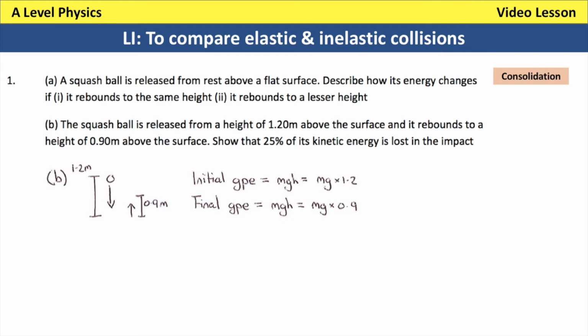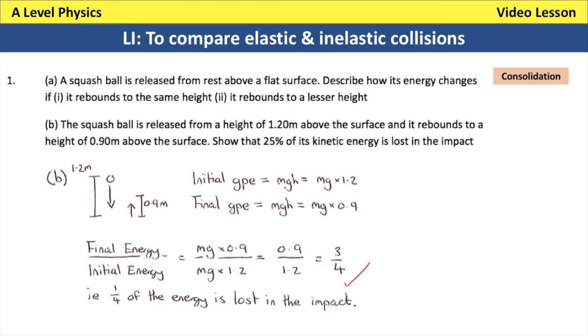Now, we can assume that all of the gravitational potential energy is turned into kinetic energy, and we can assume that all of the kinetic energy is turned back into gravitational potential energy, so all the energy is being lost during the impact itself. Therefore, the ratio of the final energy divided by the initial energy is going to be mg times 0.9 over mg times 1.2. The mg's will cancel out to give an answer of 3 over 4, i.e. a quarter of the energy is lost during the impact, which is equivalent to 25%.